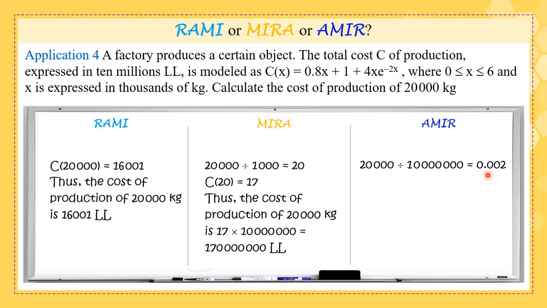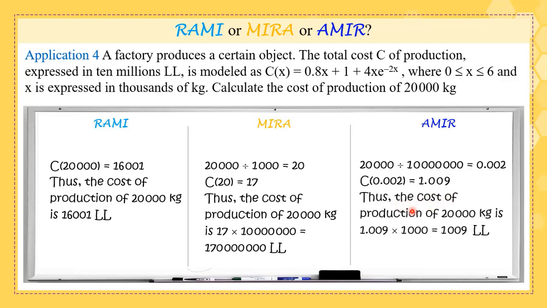Amir said 20,000 divided by 10 millions equals 0.002. C of 0.002 equals 1.009. Thus, the cost of production of 20,000 kilograms is 1.009 multiplied by 1,000, which is equal to 1,009 lira Lebanese. Amir's answer is wrong, since he divided 20,000 kilograms by the unit of Ct of x, not by the unit of x. Also, in the last step, he multiplied by the unit of x, not by the unit of Ct of x. Therefore, the correct work is Mira's, since she solved as we said before.